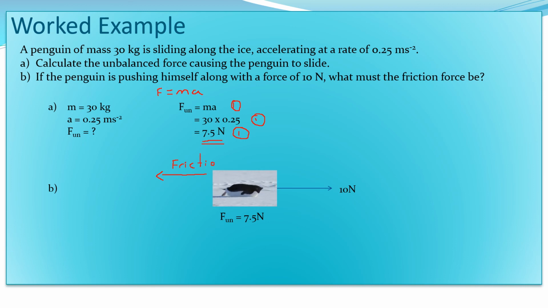This is just like the vectors we looked at in one dimension, because remember, forces are vectors. We know the overall has to be 7.5. So the friction must go in this direction, and it has to be the difference between the 10 and the 7.5. It has to be 2.5, because if I've got 10 forward and then 2.5 backwards, my overall is 7.5 forwards. And so that is what our frictional force is, 2.5 newtons in this direction.